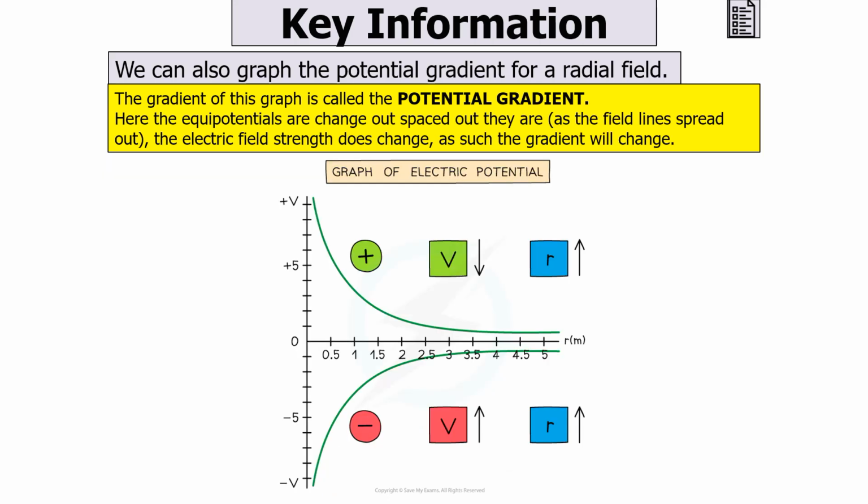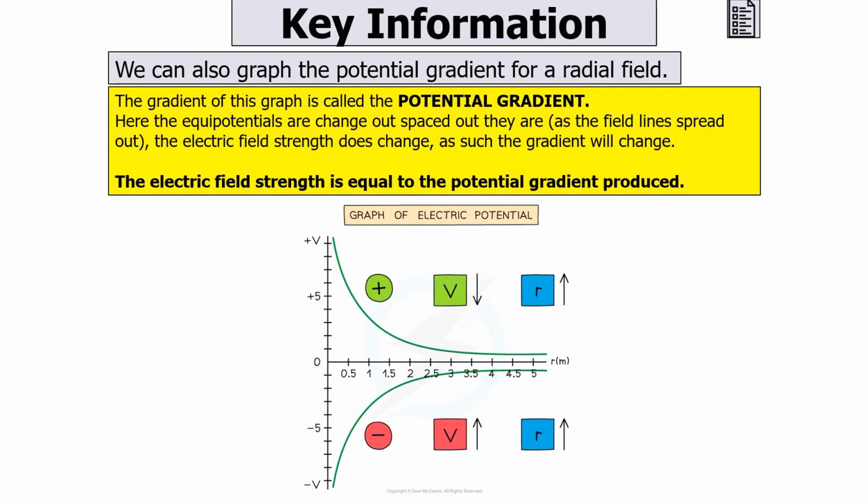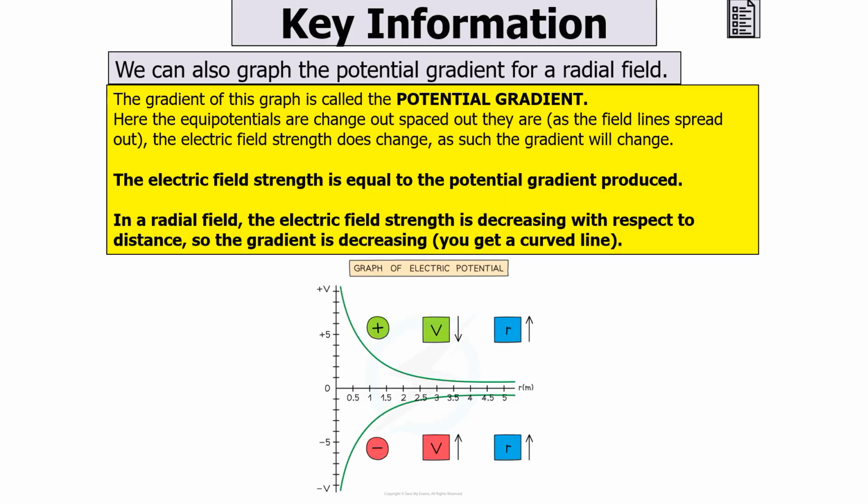Now here we can see that the electrical potentials can change how spaced out they are as the field lines spread out, so our electrical field strength does change, indicating that the gradient will be changed because the electrical field strength is equal to that potential gradient. So in a radial field, our electrical field strength is decreasing with respect to distance, so the gradient is decreasing, you get a curved line.